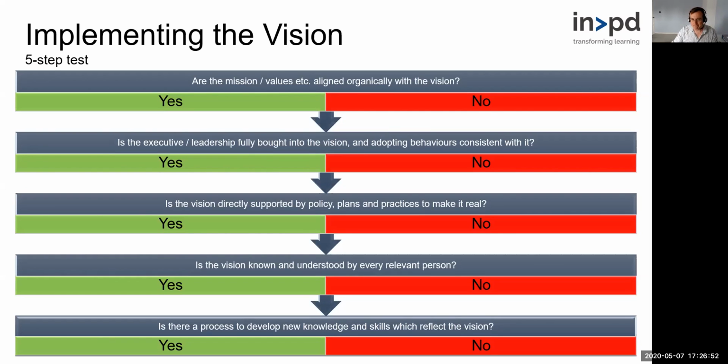How do you make one fly once you've got one? Okay, so is it aligned with the other critical components of vision, mission, values, strategy? Is the leadership brought into it in action as well as in word? Is it directly supported by the plans and policies that make it real for the people that it relates to the most? Is it understood by every relevant person? Is it communicated effectively? And is there a process to support the vision with the creation and maintenance of perhaps the new knowledge, skills, behaviors required for us to meet the new challenge or the more specific challenge that we've placed?